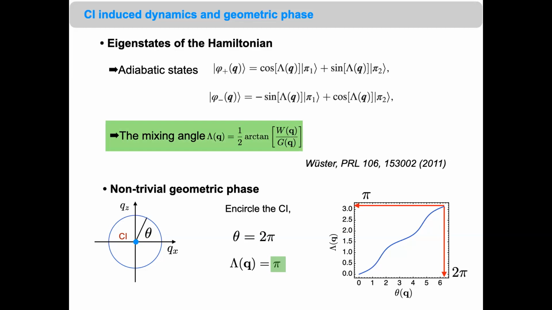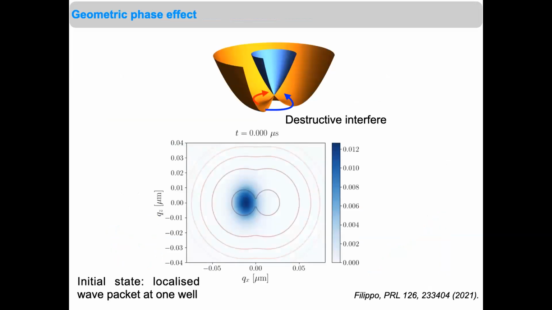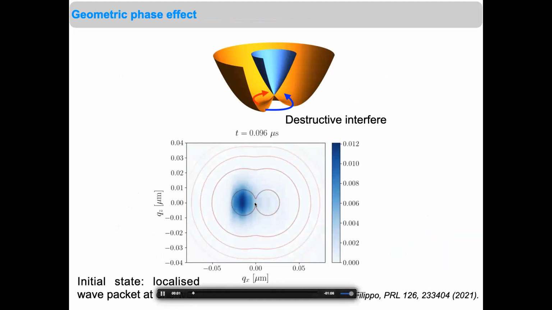So let's say we start from a geometric angle from here, and we rotate around the conical intersection. So the angle theta changes by 2 pi. However, if we look at here, this mixing angle is only changing by pi. So this is the geometric angle, this is the mixing angle. So here I change by 2 pi, here we only have pi. As a result, let me see, I think there is a movie. Okay, so this is a simulation.